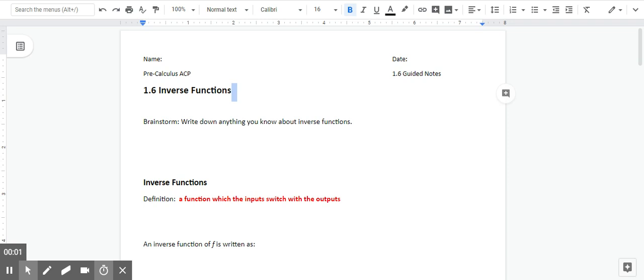So this is section 1.6 on inverse functions. If you want to take a minute to pause the video and write down anything you know about inverse functions, so it could be from Algebra 2, you can take a minute and do that. And then when you're ready, we'll move on.